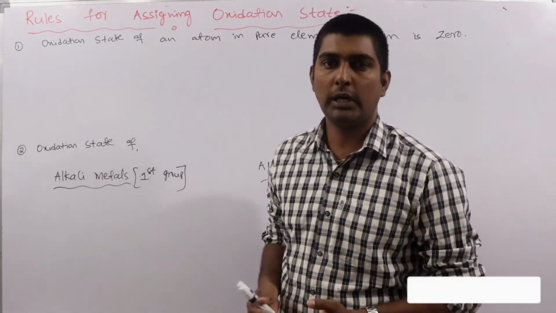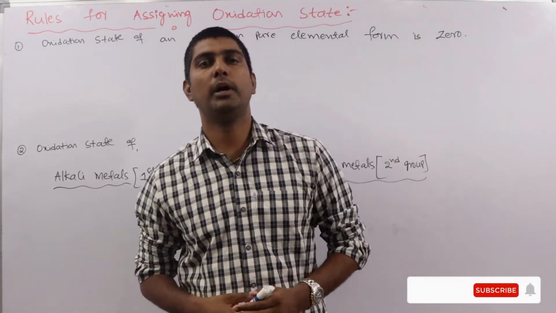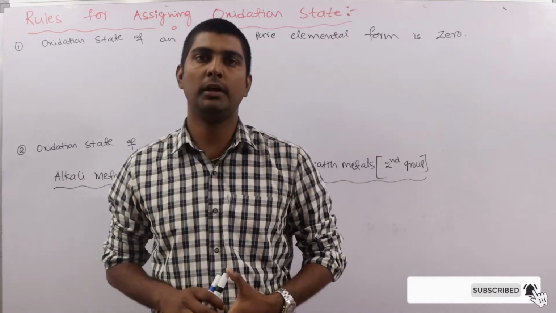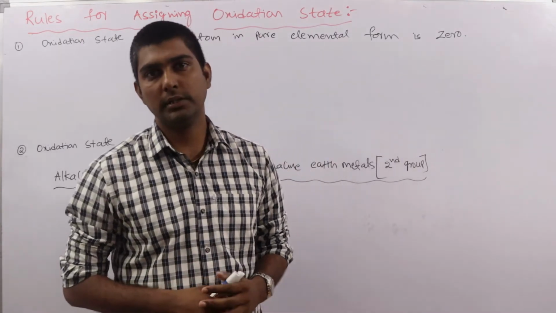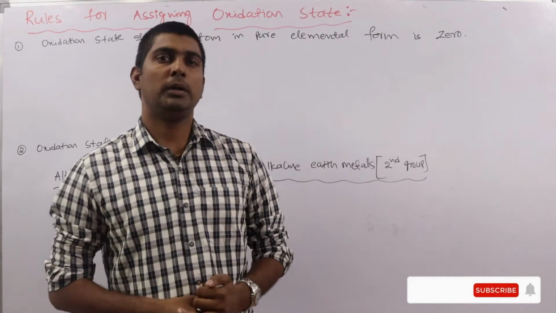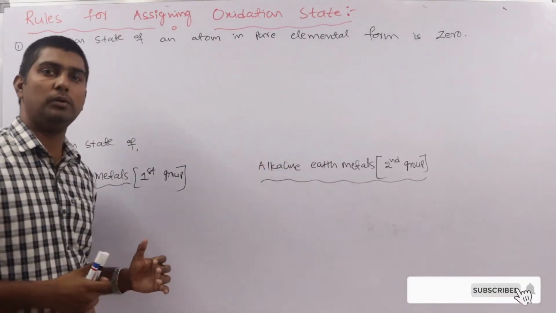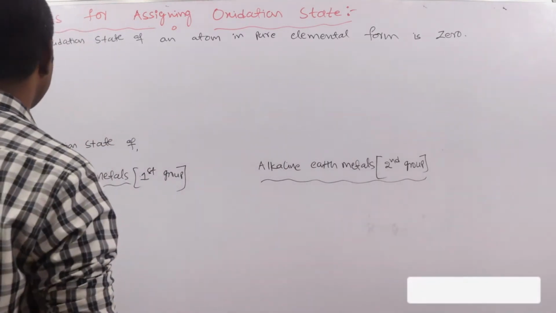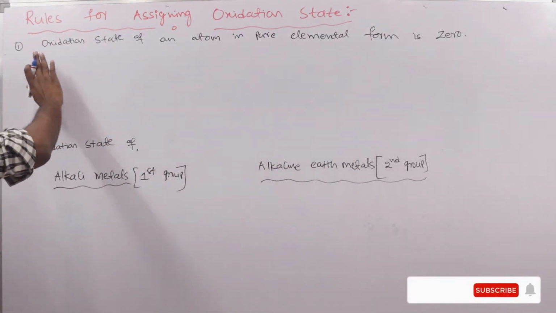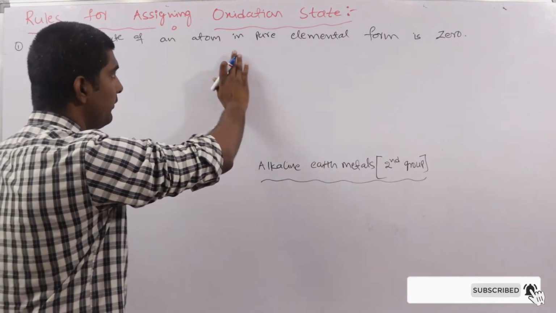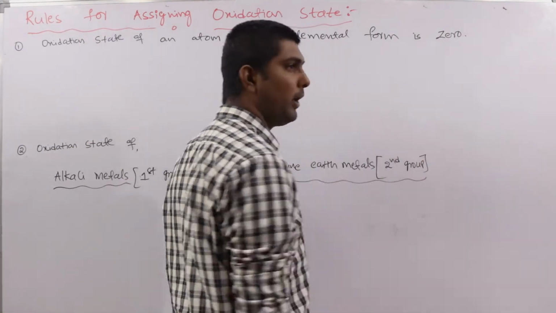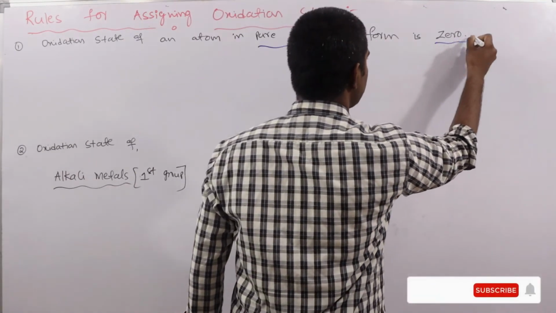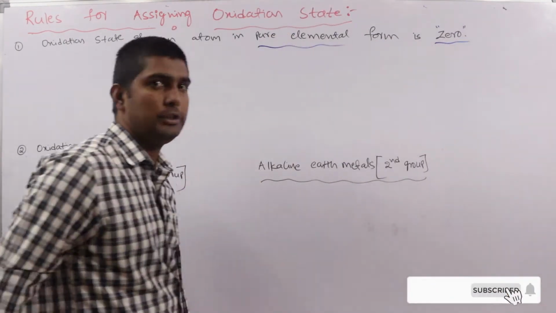Generally we use oxidation state and oxidation number, but there is a difference between the oxidation state and oxidation number that we already discussed in the previous video. So here let us start with the rules to assign the oxidation state. The first fundamental rule is that the oxidation state of an atom in pure elemental form is 0. In the pure elemental form, oxidation state is equal to 0.